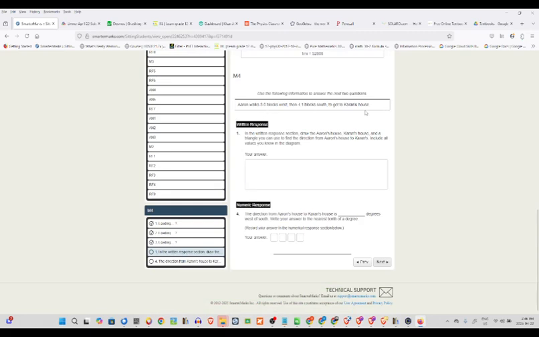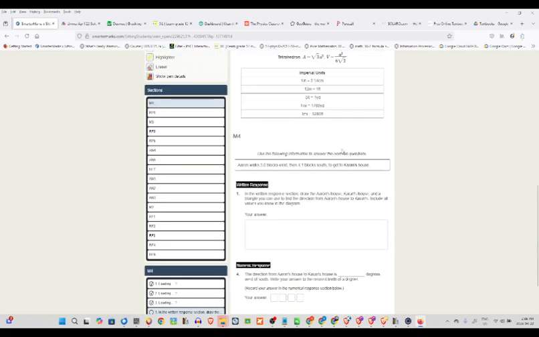Now in this one, Aaron walks 3 blocks west, then 4.1 blocks south to get to Karin's house. I'm going to turn the annotations on. So we've got 3 blocks west and 4.1 south. So that is 3.0. This is a 4.1. So that's the information that we have. That's actually enough for the diagram for part 1.